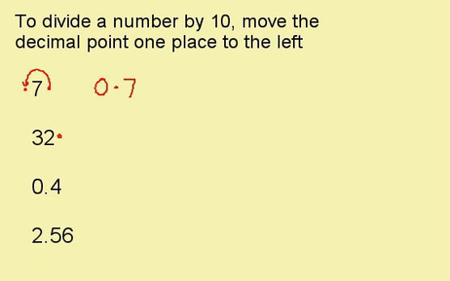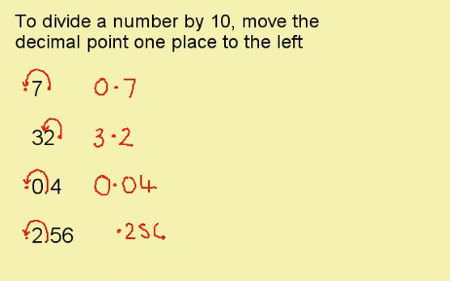The decimal point is here, and when I move it one place to the left, it lands in between the 3 and the 2, so my answer is 3.2. Move the decimal point one place to the left, and it's here, so we have 0.04. But once again, we need to put a 0 in front of the point. Move it one place to the left, and we have 0.256. Don't forget to put the 0 at the front.